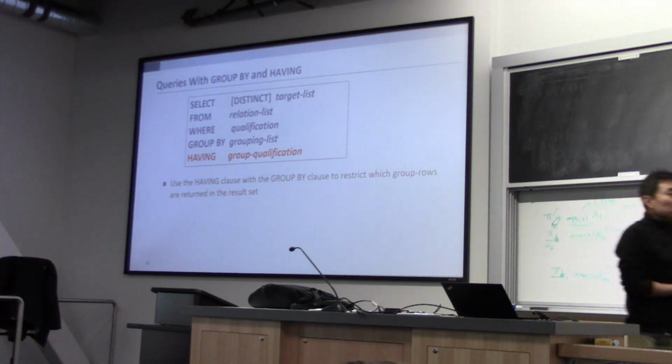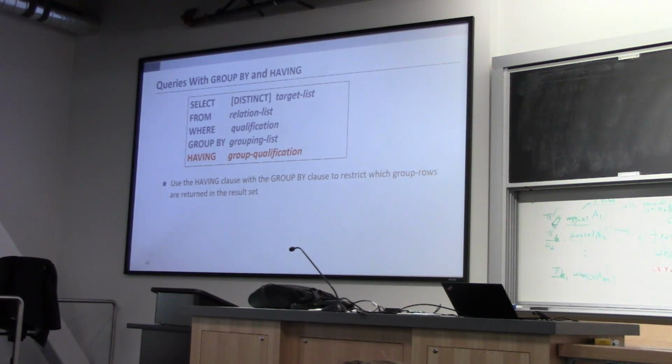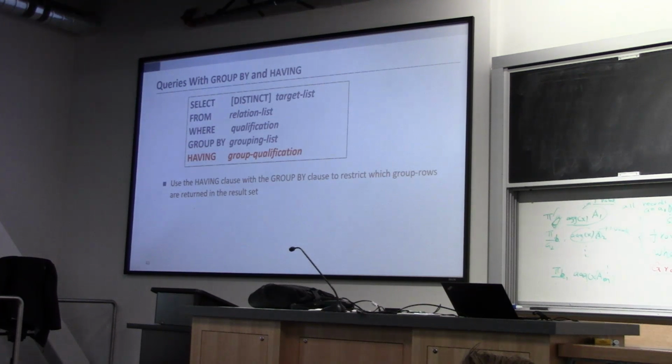Now, next, we're going to introduce the having clause. So suppose I want to do the query as before. I want to find the age of the youngest sailor from each rating group. Same thing as I've done before.